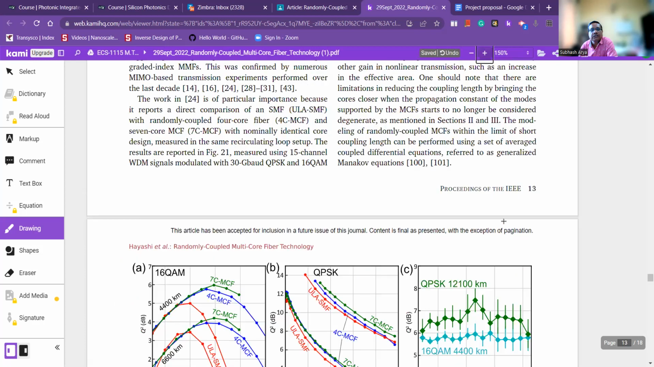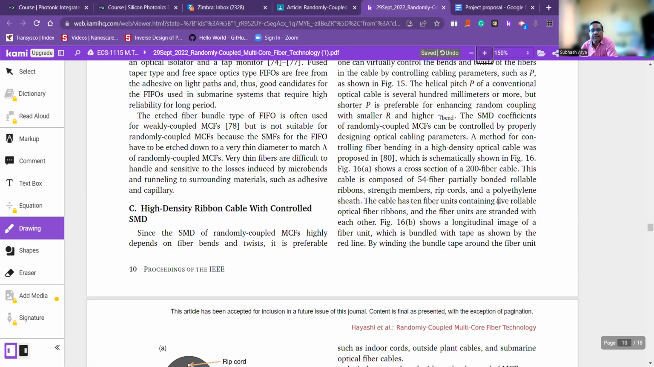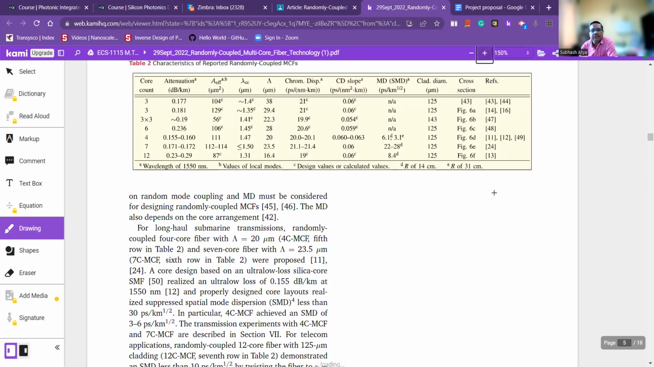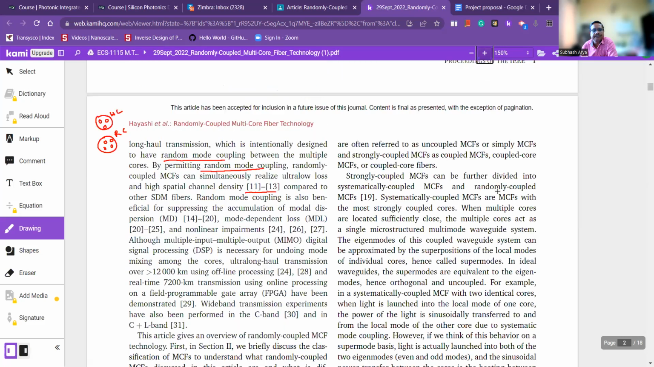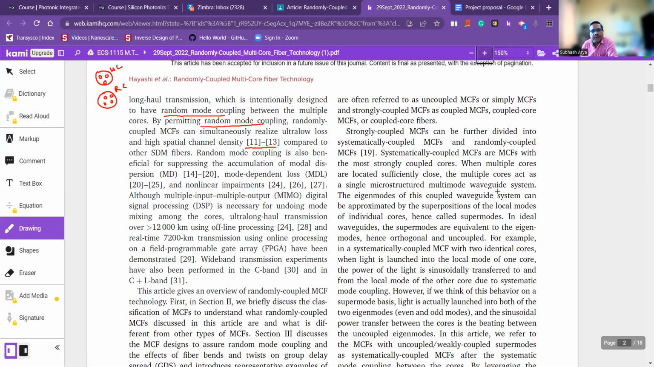So coming back to the text where we left off in the introduction section. Random mode coupling is also beneficial for suppressing the accumulation of modal dispersion, which has been reported in many articles, like number 14, 15, 16, 17, 18, 19, and 20. So that is called modal dispersion. How random mode coupling reduces the modal dispersion has been extensively reported in these articles, reference number 14 to 20.